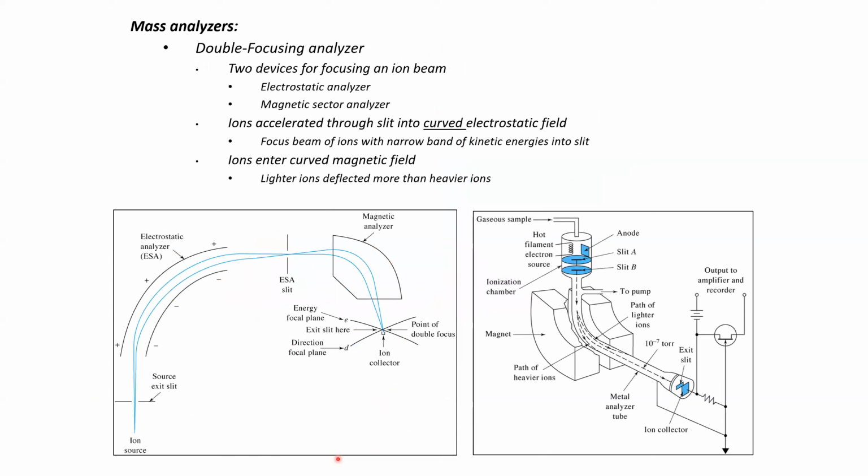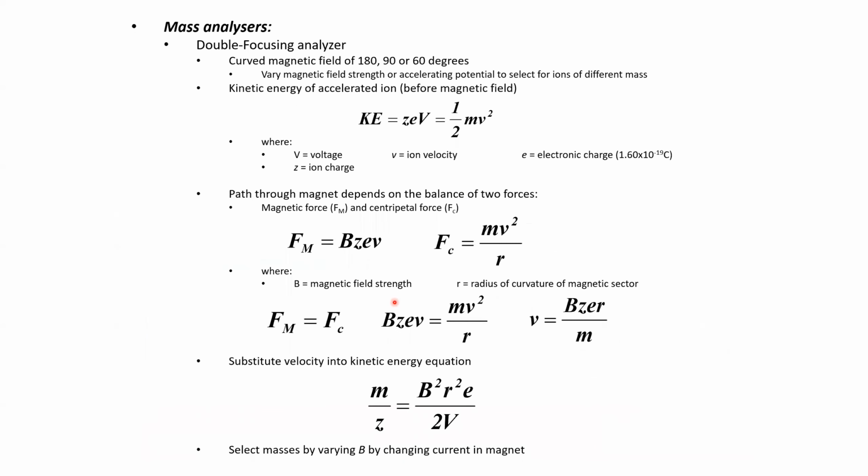Okay, so how do we analyze the masses? Using mass analyzers. So we've got double focusing analyzers, so 2 devices for focusing an ion beam. We've got an electrostatic analyzer, which is here, and we have a magnetic sector analyzer, which is here. So the ions are accelerated through the slit into the curved electrostatic field. This focuses the beam of ions with the narrow band of kinetic energies into the slit, and then the ions enter the curved magnetic field. Lighter ions are deflected more than heavier ions. And then obviously we can get an ion collector. We can then, of course, transduce that and eventually get a nice spectrum.